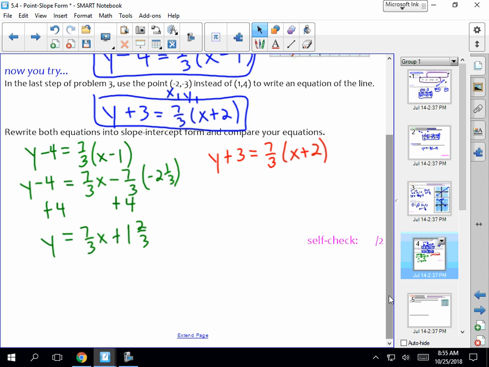So the question is, will this simplify to the same as this? Will I end up with the same y-intercept? It's pretty clear that I'll end up with the same slope. I mean, you can see it already right here. Let's see what happens. So I have y plus 3, bring that down. 7/3 x. I always get the question, how do I multiply this whole number times a fraction? What do I do?